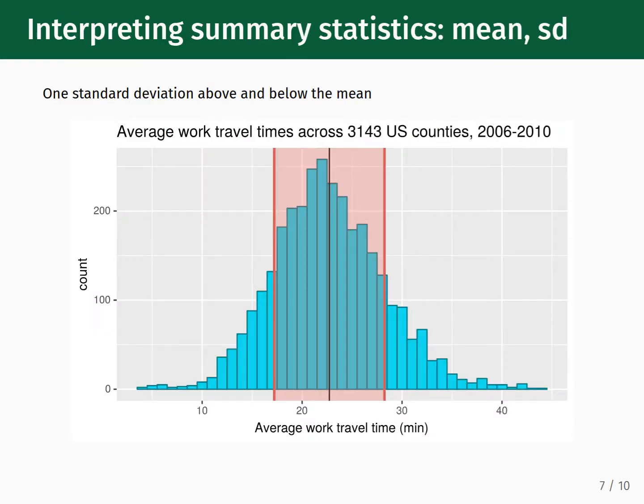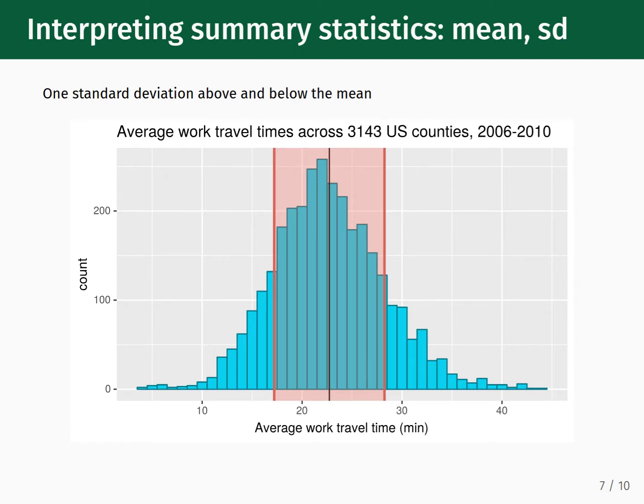Let's visualize the meaning of the mean and the standard deviation on the data distribution for the average work travel times. The solid black line shows where the mean value of the distribution is located, which is one way to represent the data distribution center. The red band extending left and right from the black line represents one standard deviation to the left and the right of the mean. Recall that the standard deviation is a quantity that characterizes the spread of a data distribution.